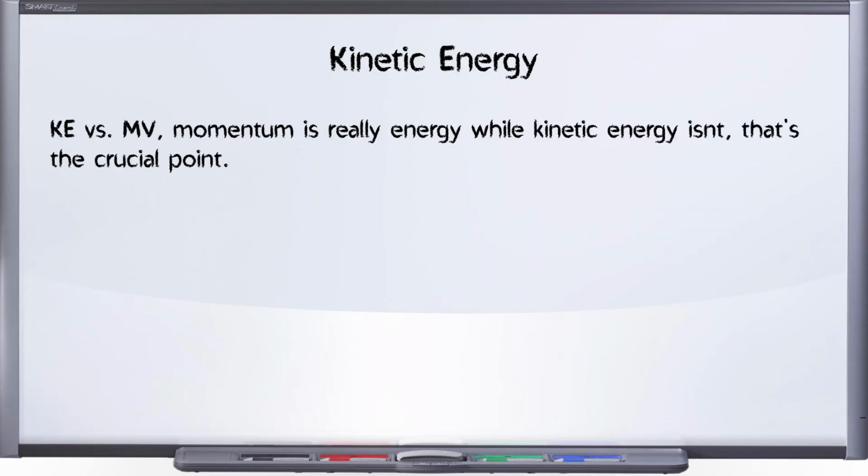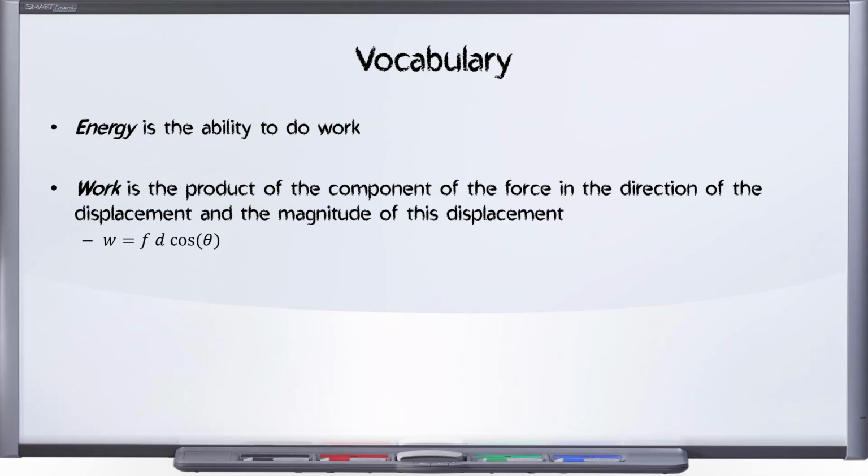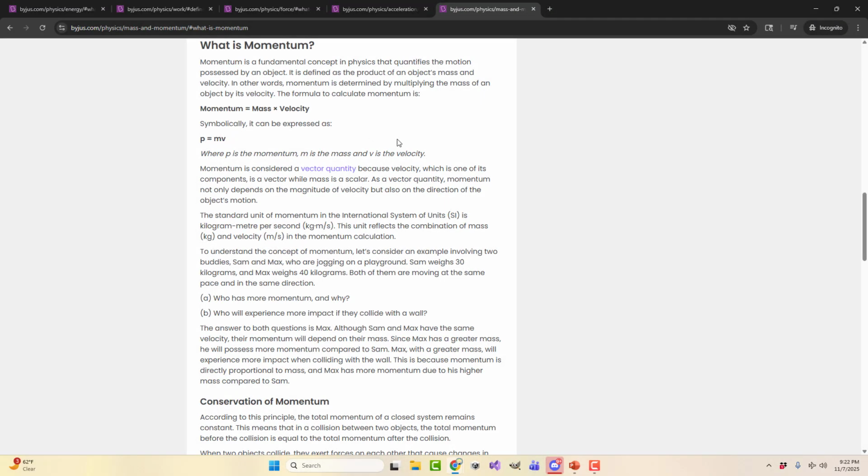All right, so here was the next part of that same first question. It says KE versus MV. Momentum is really energy, while kinetic energy isn't. That's the crucial point. We have definitions for energy using work. We do not have a definition yet for momentum. Here is the definition of momentum, and you stated it right there in your question, so I know you know what it is. It is defined as the product of an object's mass and velocity. It couldn't be simpler. It's just mass times velocity, and we'll write it with a P.